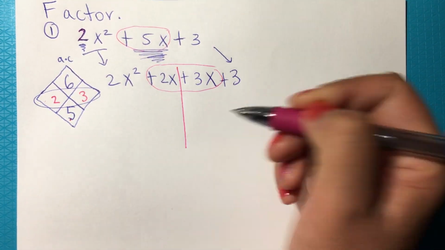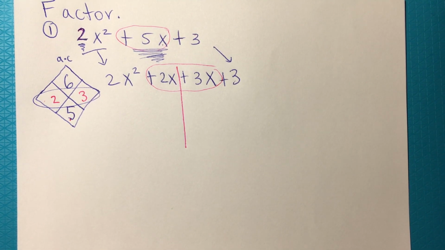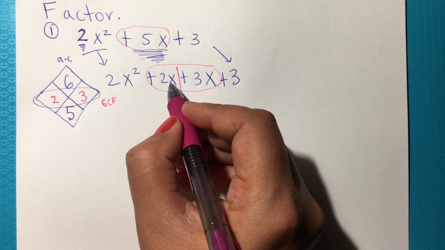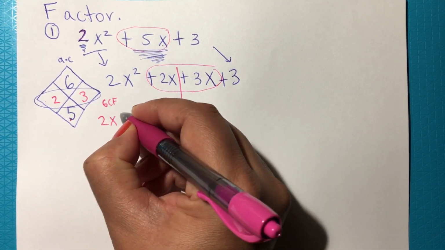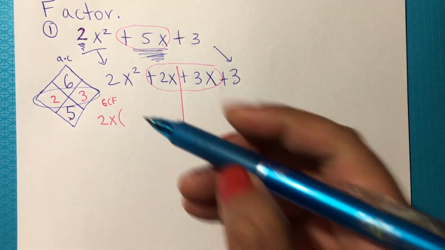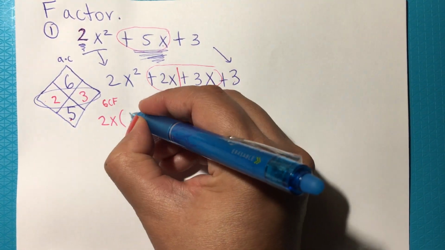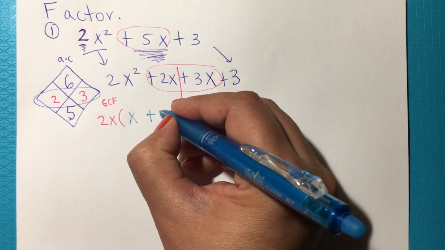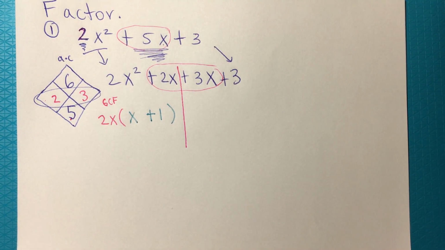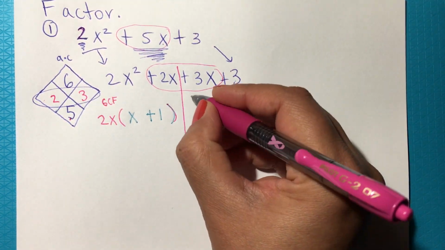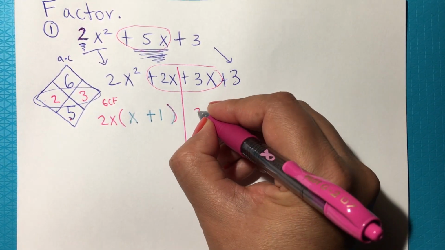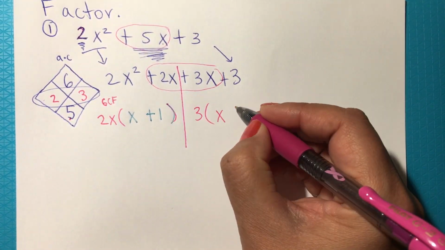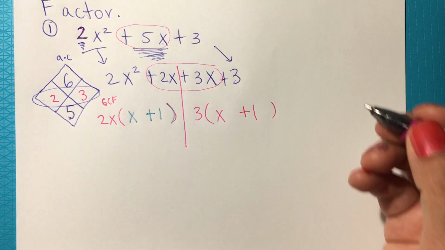Now we do grouping, which is what we did in the intro of this lesson. And we start looking for the greatest common factor. In this case, it will be 2x, and start dividing. 2x squared divided by 2x is x. 2x divided by 2x is 1. Anything divided by itself is always 1. Now for the other one, the greatest common factor for both is 3. And I start dividing. 3x divided by 3 is x. 3 divided by 3 is 1.